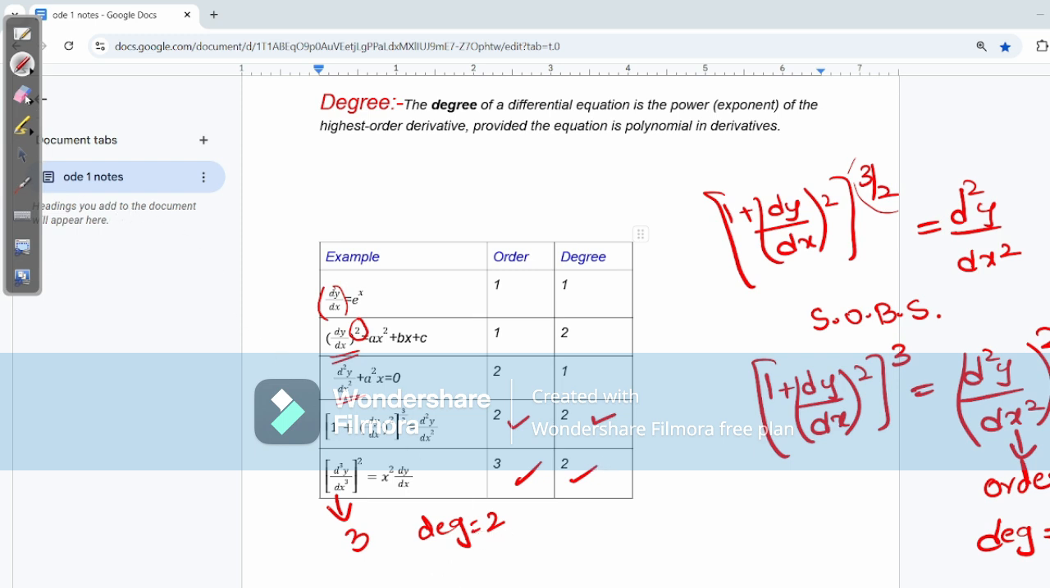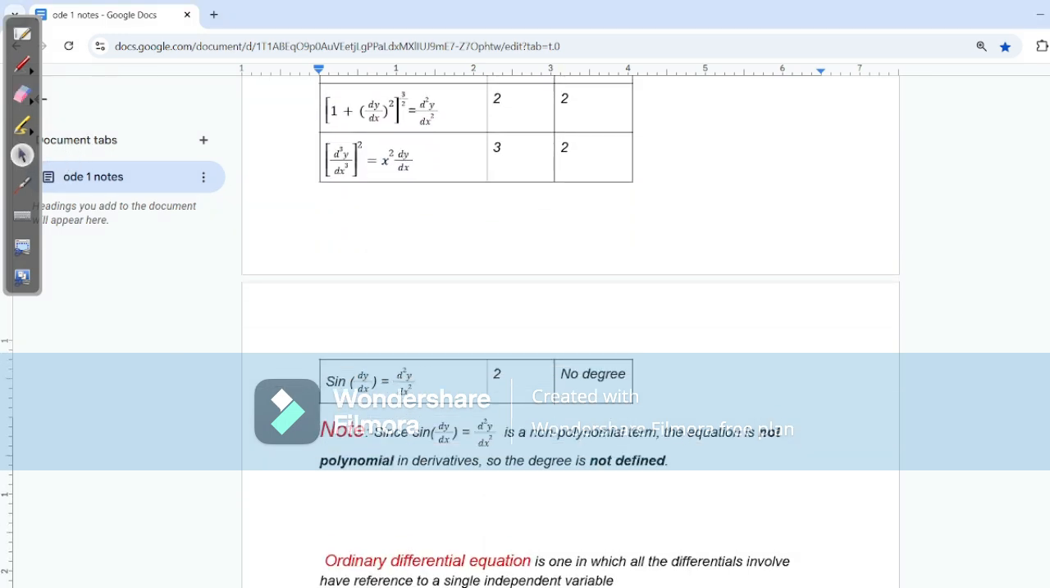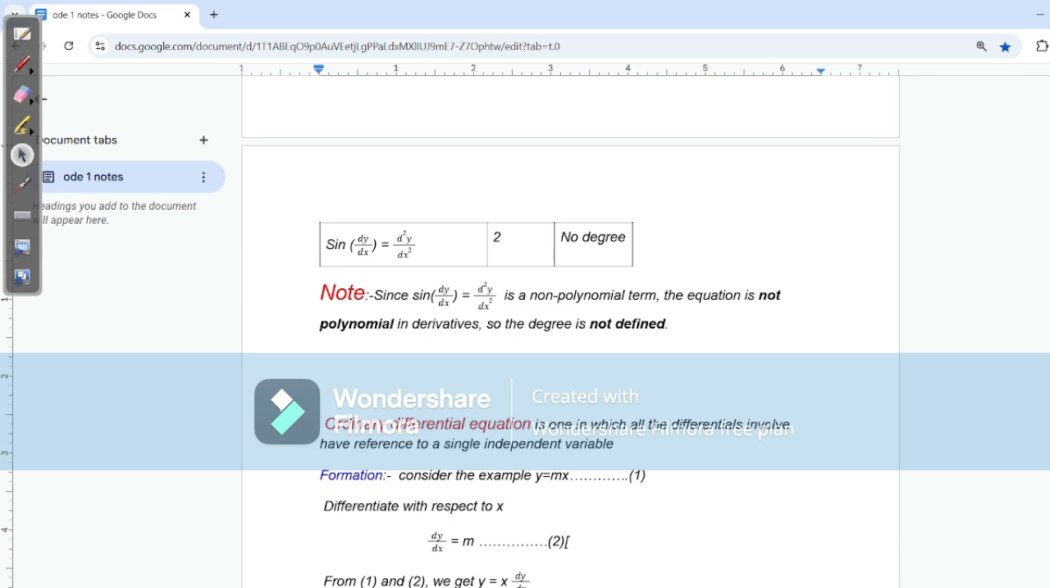Now another example: sin dy by dx is equal to d square y by dx square. Here the equation should be in polynomial form. The order is 2 here; we can determine the order, but this is not a polynomial. It is a non-polynomial term, so we cannot define the degree of this.